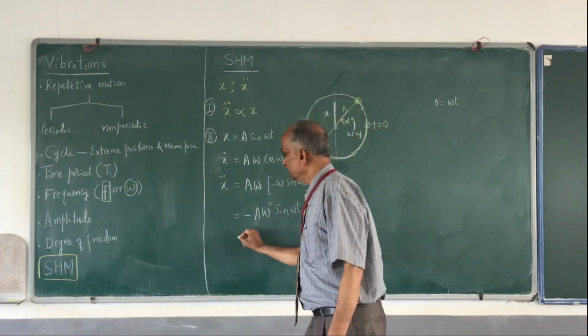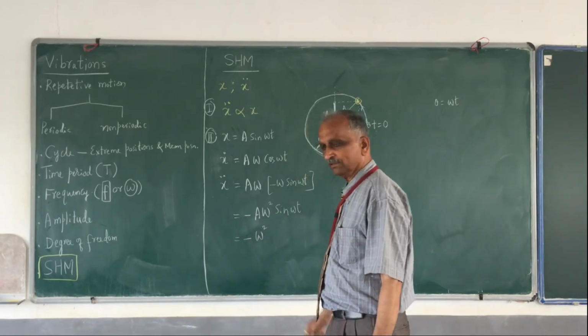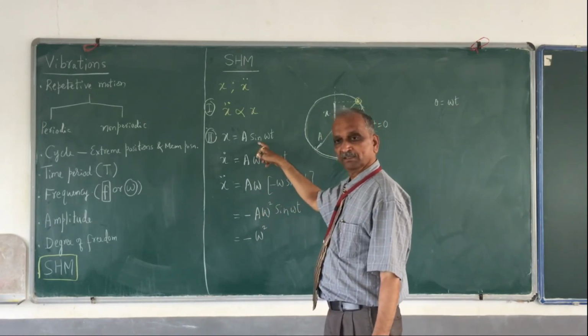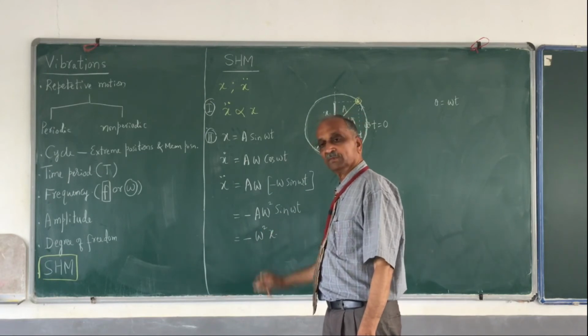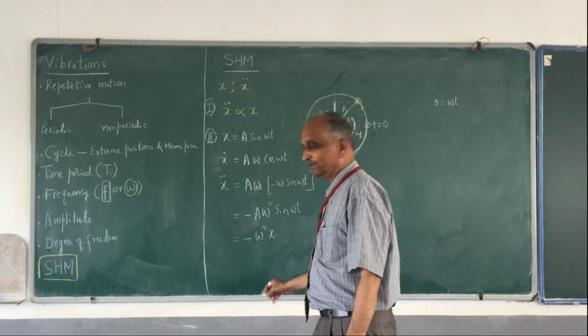Or I shall modify this as minus omega square times a sine of omega t. What is a sine of omega t? That is nothing but x. So therefore x double dot is equal to minus omega square into x.